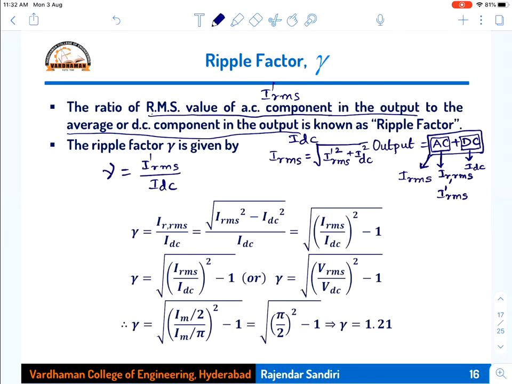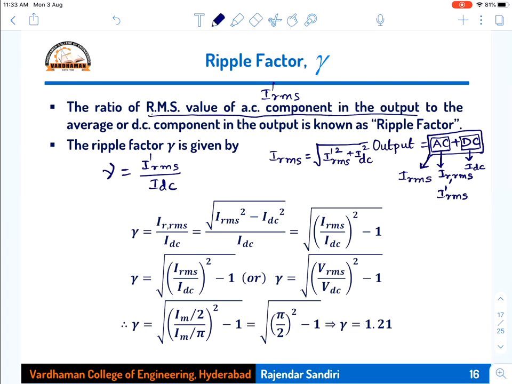Okay. So IRMS is a combination of I dash RMS and IDC. If you take the RMS value, it is again a square root of mean square, and both AC and DC components are there. Therefore, I have to add both of them: I dash RMS square plus IDC square. So IRMS is equal to under root of I dash RMS square plus IDC square. This is the relationship between IRMS, I dash RMS, and IDC. Very, very important.